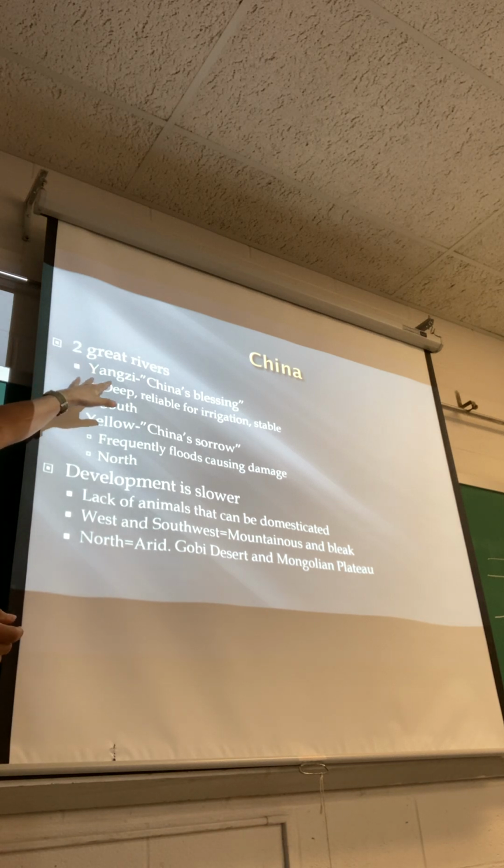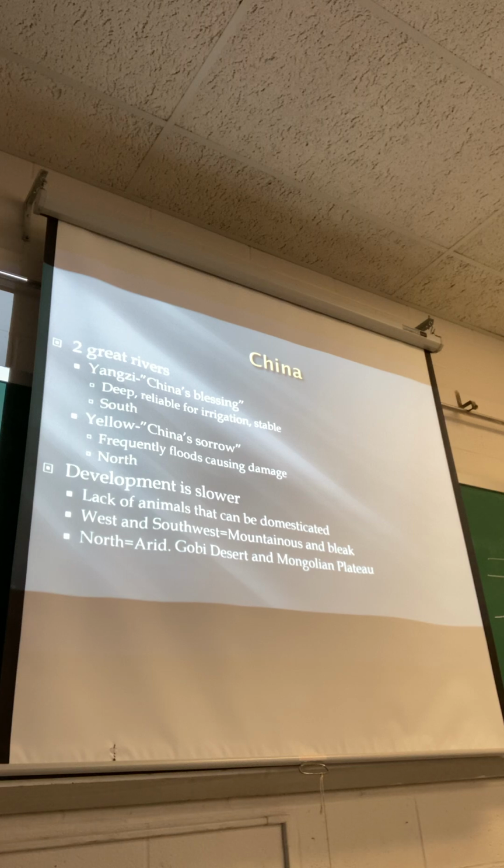The first is the Yangtze River. Now, you'll see it spelled different ways just because of the translation. Sometimes it's spelled with a T-Z-I, sometimes with a T-Z-E-E, sometimes with a Z-E-E. Those are all the same. It just depends on who translated it. Your textbook chose that spelling, so we're going with what your textbook has.